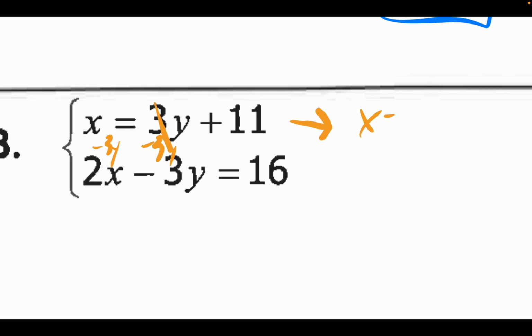I'm going to have x minus 3y equals 11. We did not change anything with our bottom equation at all, so I'm just going to rewrite it but still move it over here to keep everything lined up vertically, because we said we wanted our equations lined up and matching. So just rewriting the same equation.